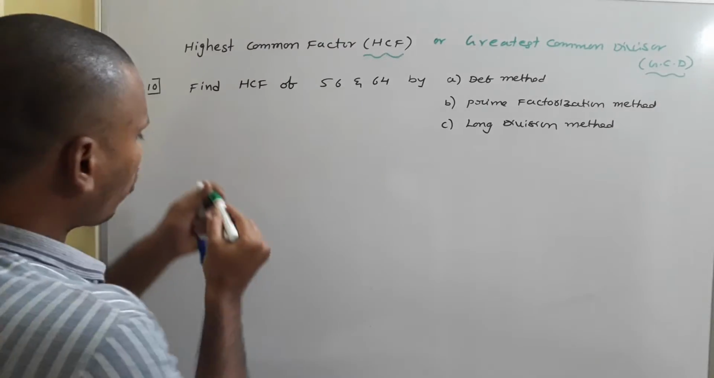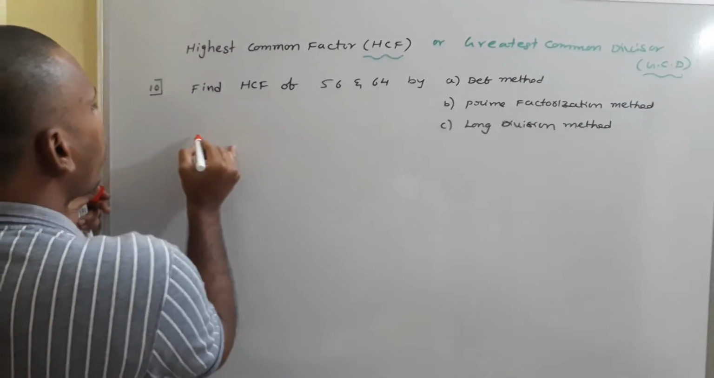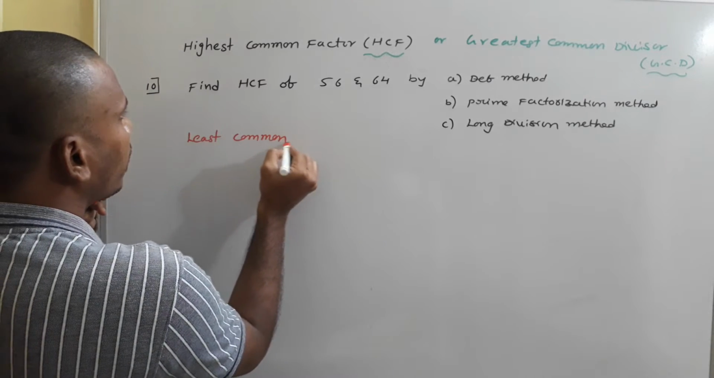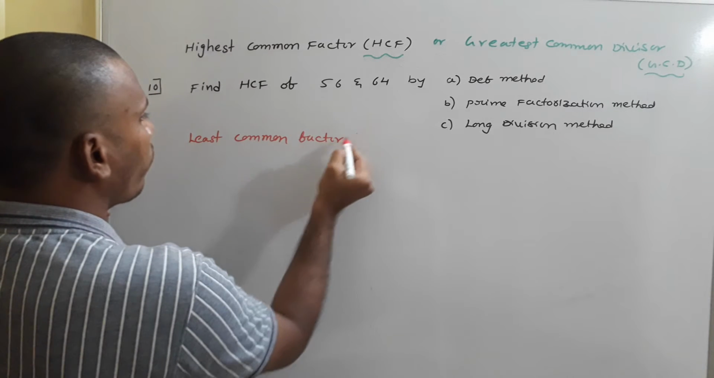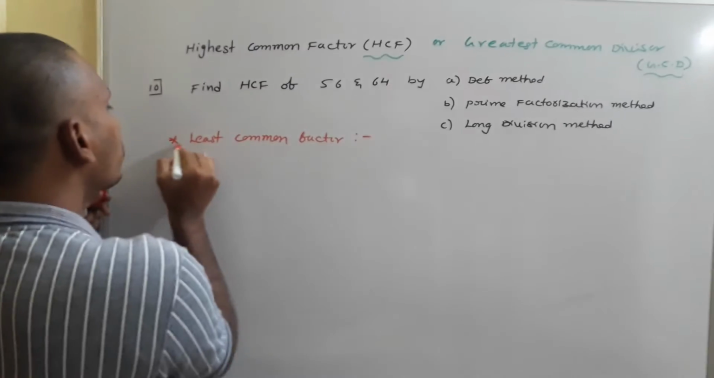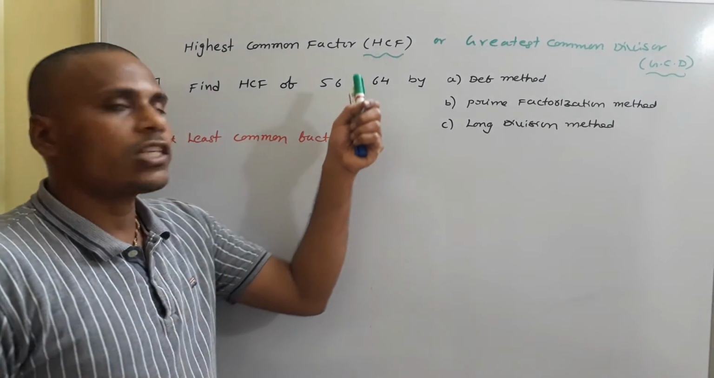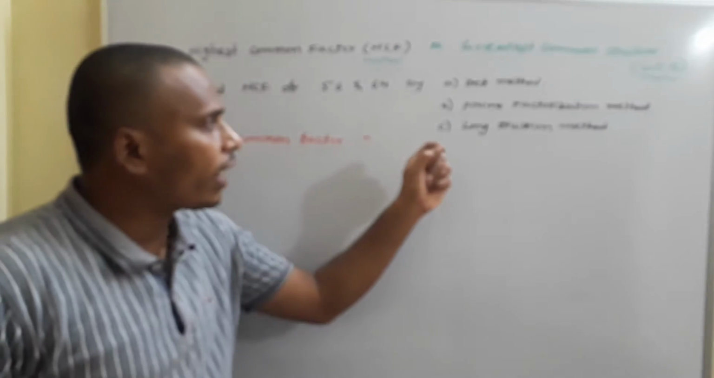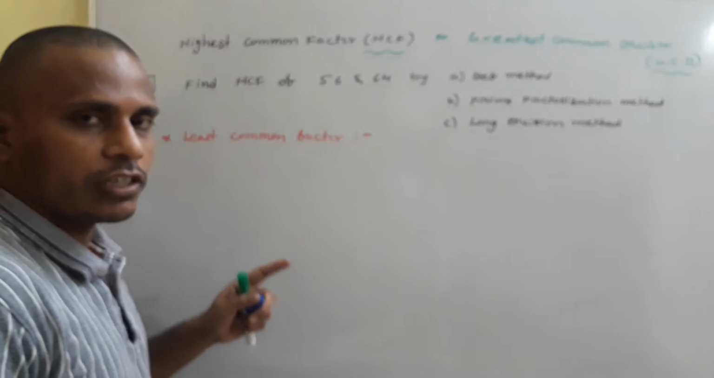The question is about the highest common factor, and before starting that, see what you say about the least common factor. The question is about finding the highest common factor, but we need to think about the least common factor also. I need to find the highest common factor by different methods: definition method, prime factorization method, and long division method. I will start my discussion with the definition method.